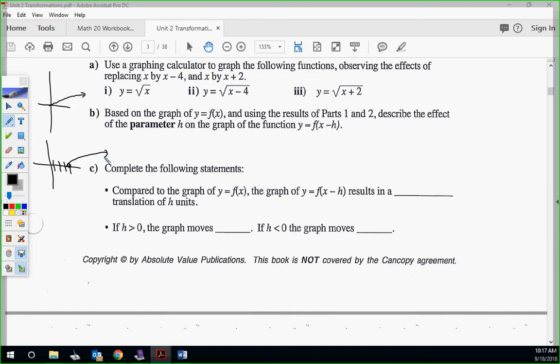That's what sets your domain. A lot of you guys are missing your domain stuff on your test still. This is what sets your domain. Okay? So this one would be left 2. So based on the graph of f of x, parts 1 and 2 describe the parameter.